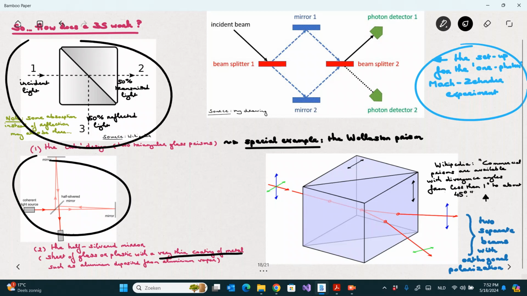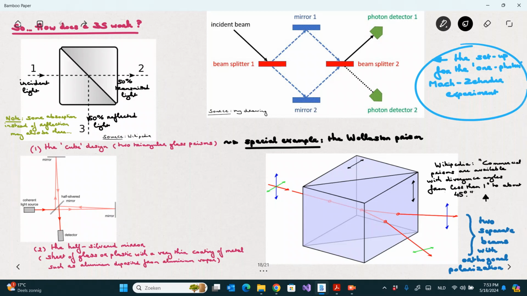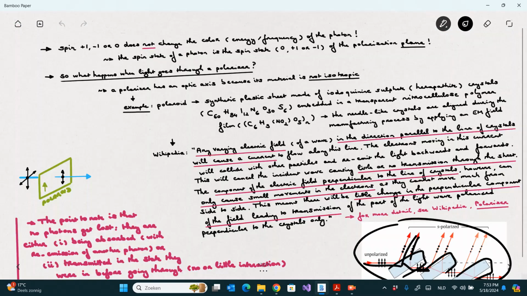I don't know how this works exactly, but let me go to the principle here. You have a cube design, two triangular glass prisms, where you have a beam of incident light. The principle is, well, some of it will be reflected, but let's say all goes through this little reflection, and then 50% of the light will be reflected at the border, the surface area of the two prisms, and the rest goes through.